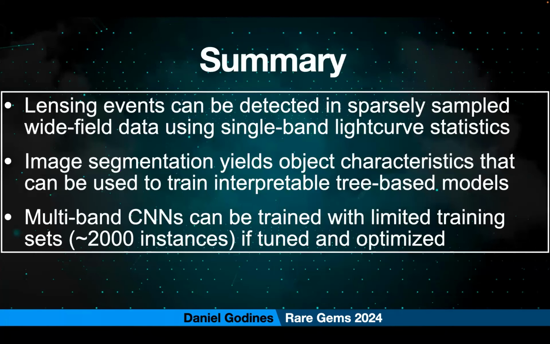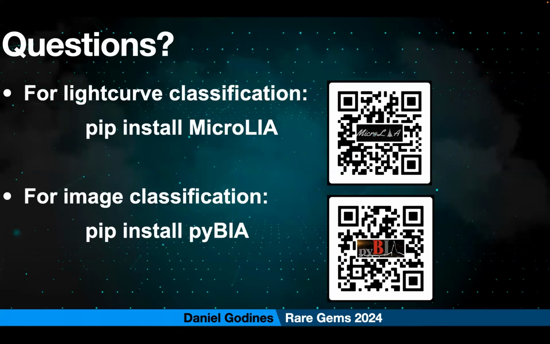Okay, so with that, this is the summary: these statistical metrics are useful for differentiating light curves depending on the cadence. For image classification, I advise we start with image segmentation, extract morphological features, and ultimately go on to CNNs, which are a little bit less interpretable. But both of these programs have documentation.